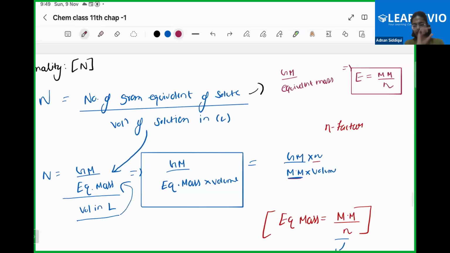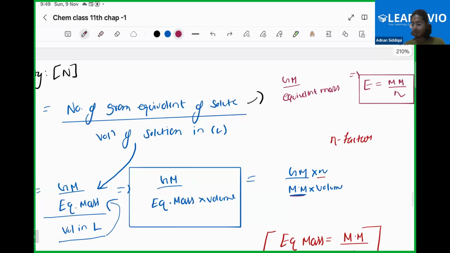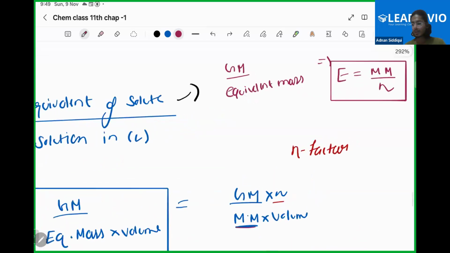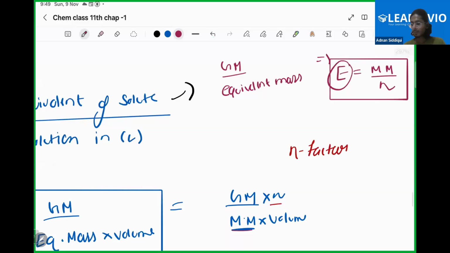So let us take this gram equivalent and study it separately. What we know is that number of moles is nothing but given mass upon molar mass. Number of gram equivalents is going to be given mass upon equivalent mass. Rather than taking given mass upon molar mass, we will take given mass upon equivalent mass. The new term we are dealing with is equivalent mass. We have not talked about equivalent mass, so let us talk about it. This equivalent mass is nothing but molar mass divided by n.